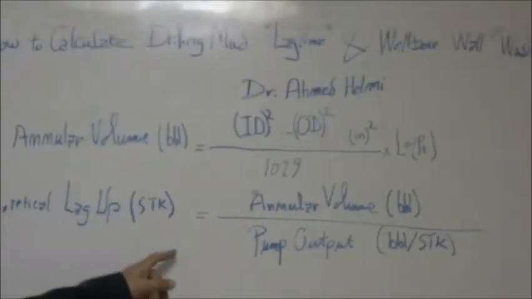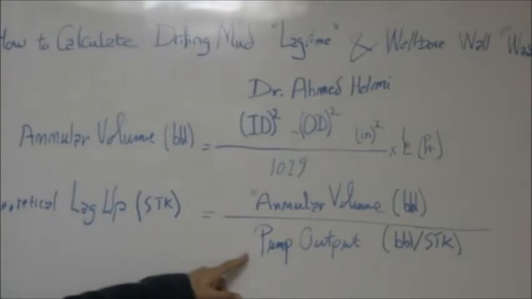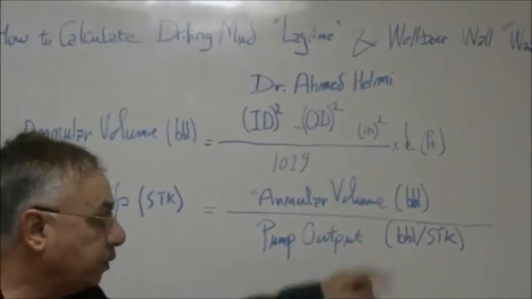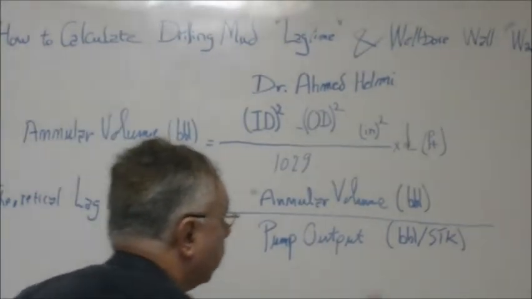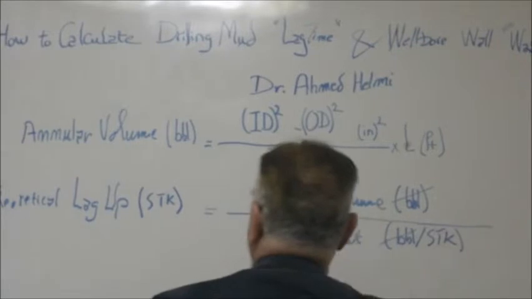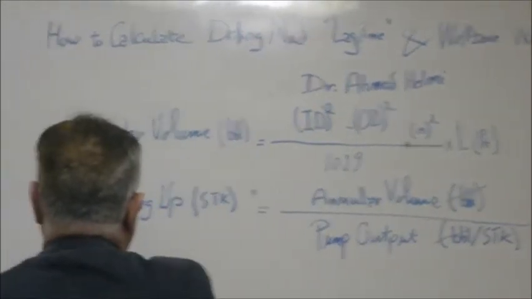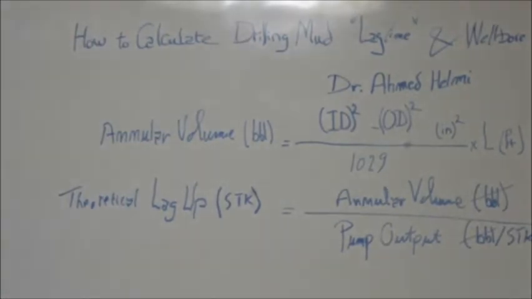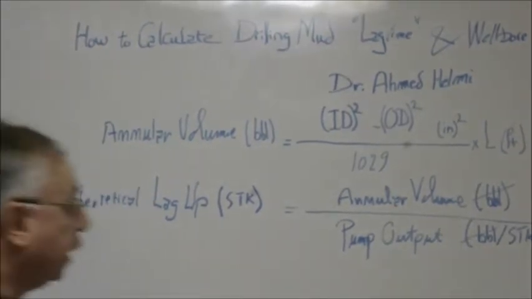This is from the pump data sheet. You can get it from the rig. Pump output, barrels per stroke. Now the barrel cancels with this barrel, and the stroke will be the theoretical lag up in strokes. Say this is equation number 1.